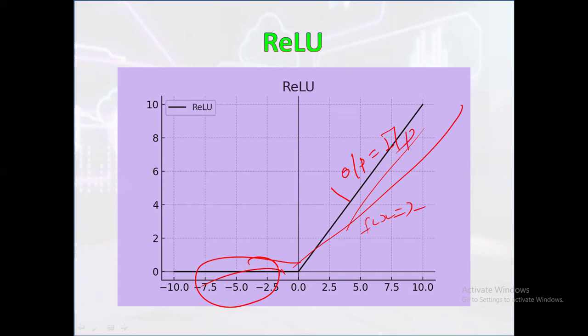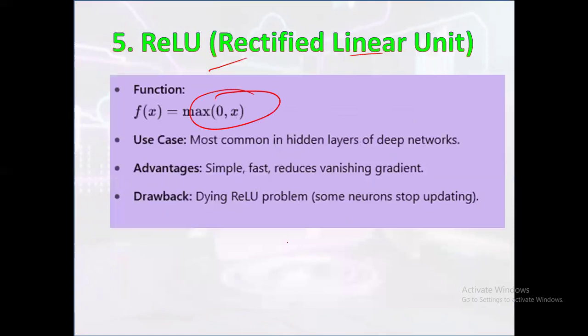ReLU is currently one of the most widely used activation functions in deep learning because it avoids the vanishing gradient problem for positive inputs and is computationally efficient. However, for negative inputs, the gradient is 0, which may cause neurons to die during training, meaning that they stop updating. Despite these limitations, ReLU's benefits outweigh its drawbacks, especially in convolutional neural networks.